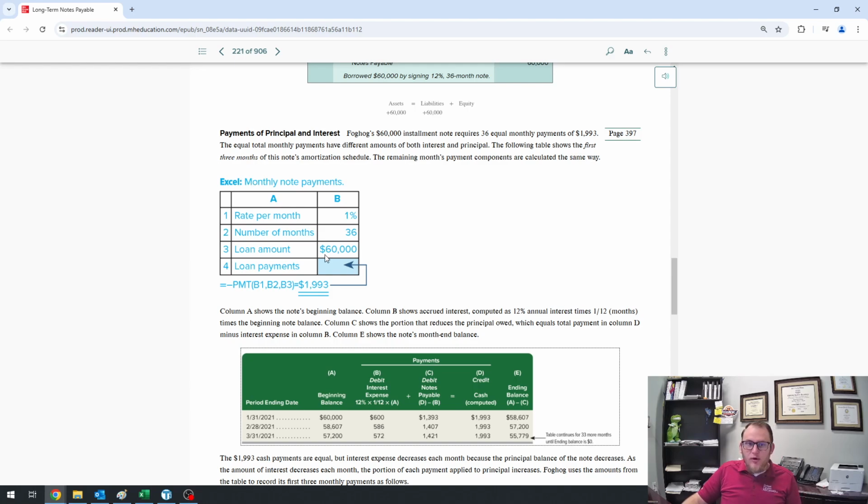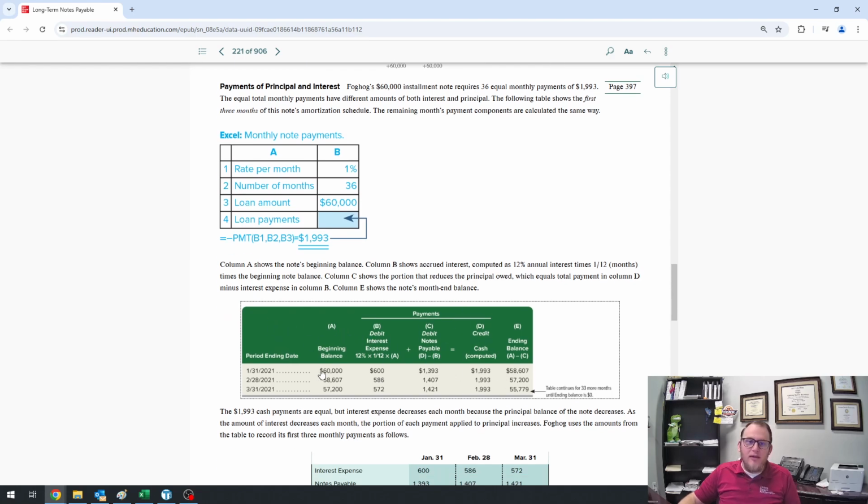So when we do this formula, we have a 1% rate per month, because it's the 12%. We're making 12 payments a year, and that percent is an annualized rate. So 12% annually is 1% per month. Number of months is 36, and we have a loan amount of $60,000. So that amount stayed the same.